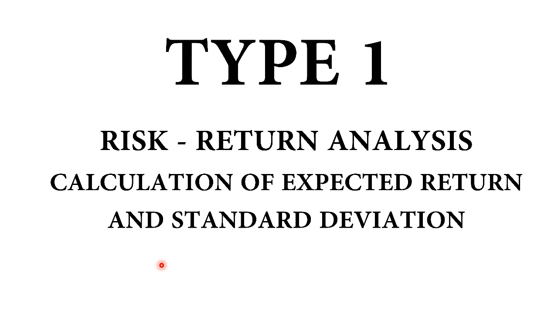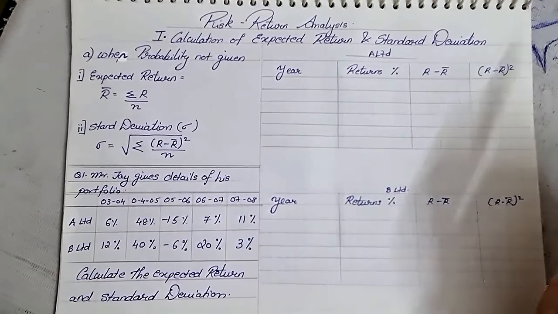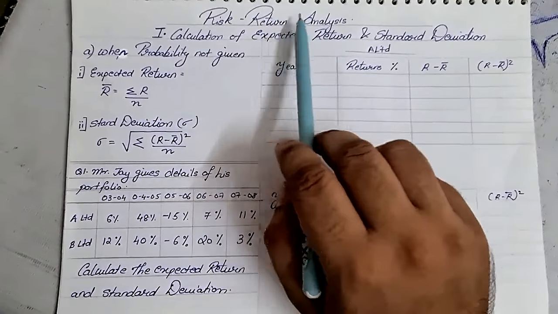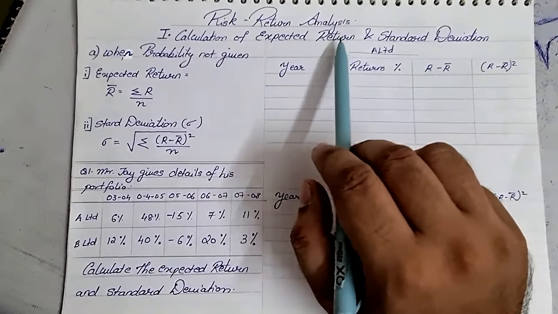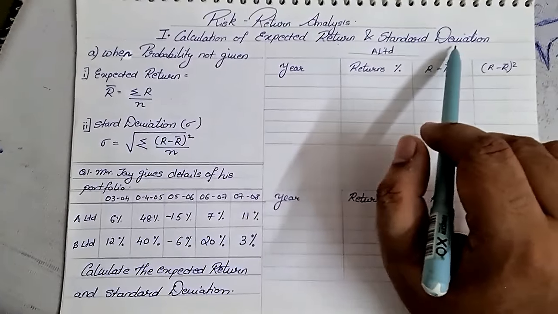The very first type, type 1, is based on the chapter called Risk Return Analysis. Under that, the topic that we're going to learn will be calculation of expected return and standard deviation. So let us see the very first sum. How to calculate expected return and standard deviation. The very first type of sum is based on risk and return analysis, and under that we are going to solve a sum based on calculation of expected return and standard deviation.